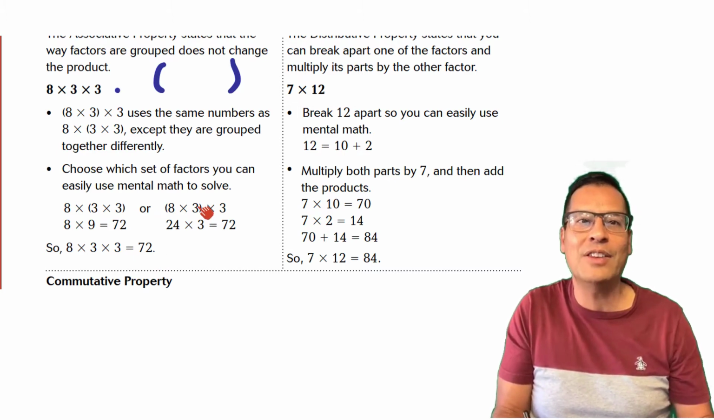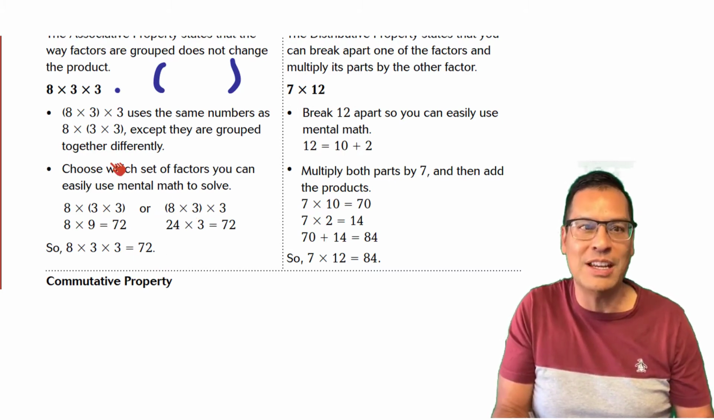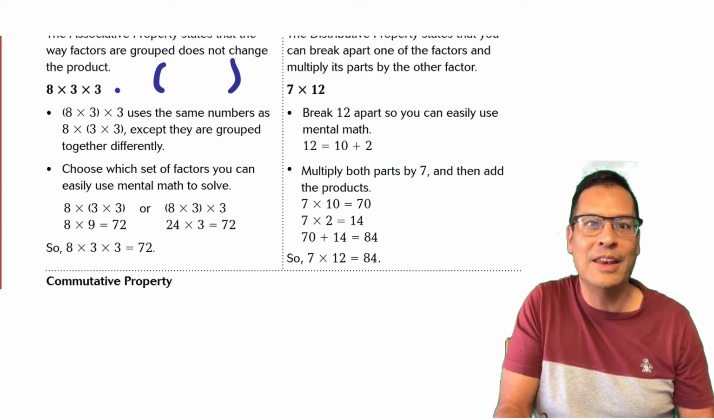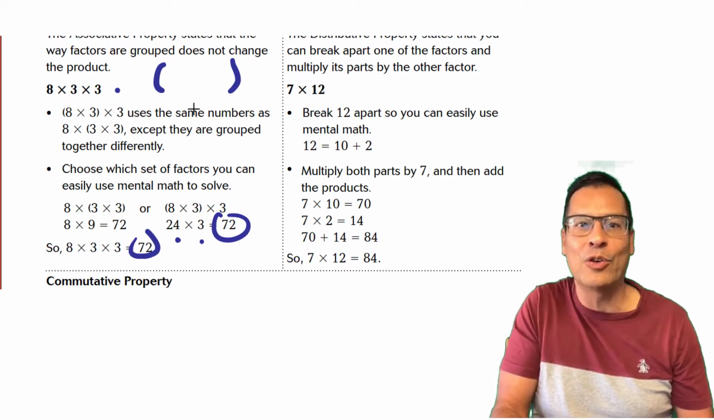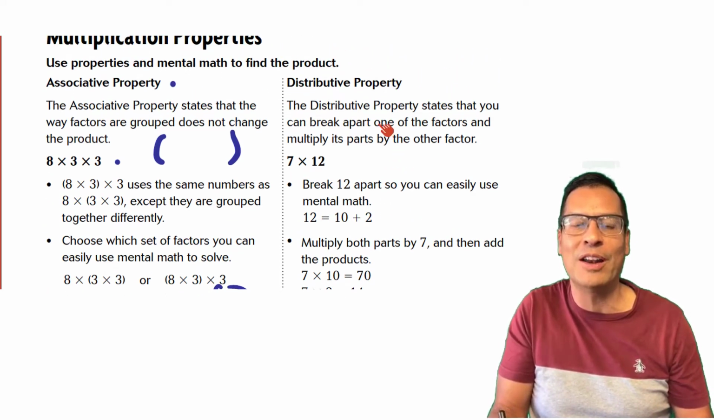If I do it on the other side, if I group 8 times 3 together over here, then that's 24. 24 times 3 is still 72. So you see, it doesn't matter how they're grouped, you're still going to get the same product.